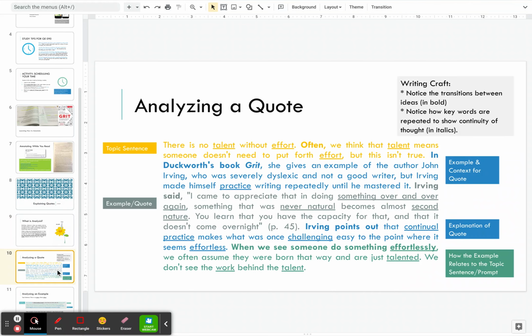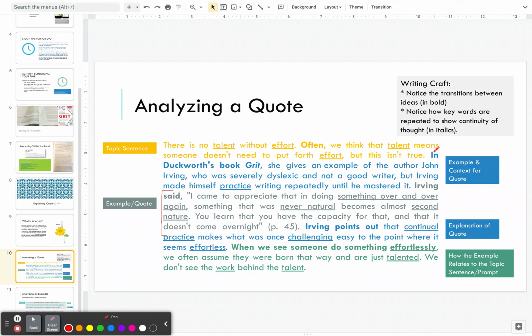All right, so here's an example of how you would have analysis for a quote. Say this is your paragraph exercise for the week, and your topic sentence is, "There's no talent without effort. Often we think that talent means someone doesn't need to put in effort, but this isn't true." Now, right here in the gray is the quote that I'm going to use. This is my evidence and example, but I can't just plop it into the middle of my paragraph.